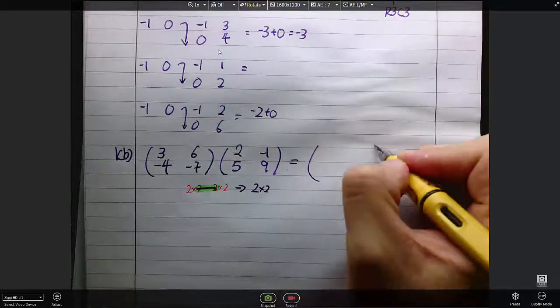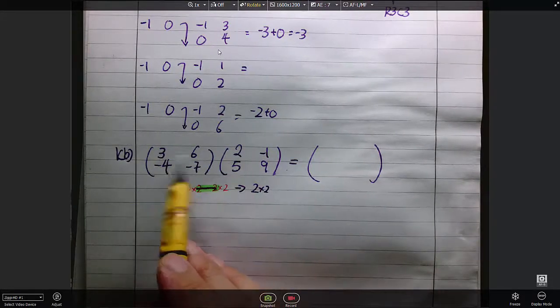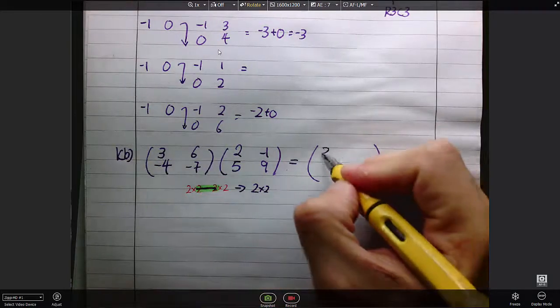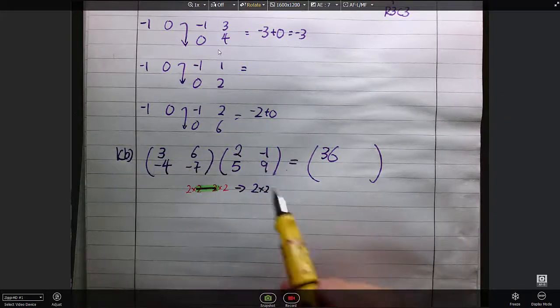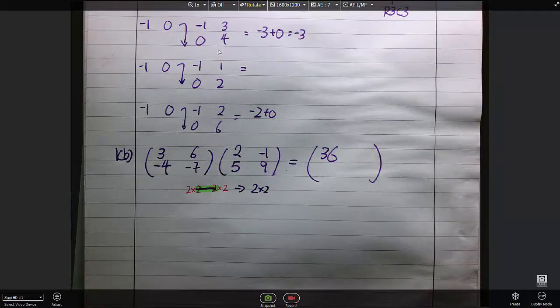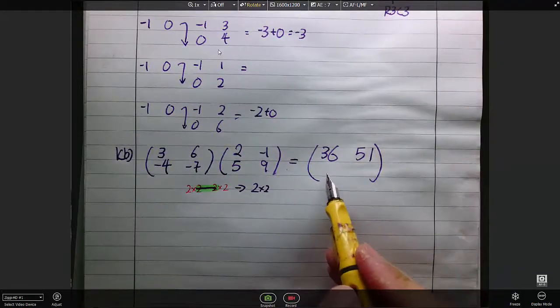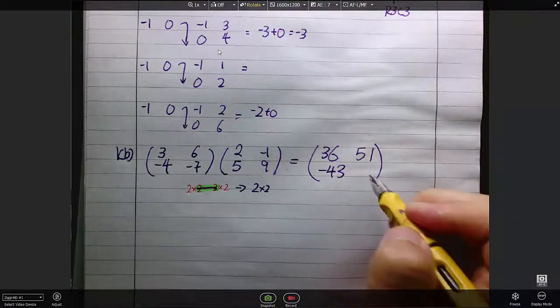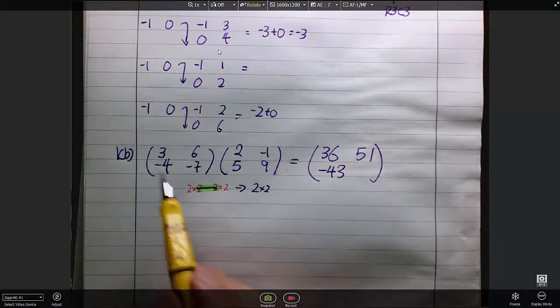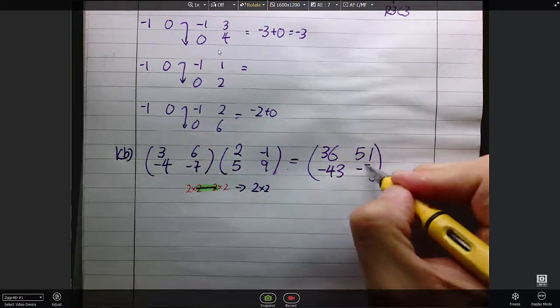So I prepare. Then 1, 2, 3, 4. Row 1, column 1 is 6, 3. Run and dive, 3, 6 will be 6 plus 30 is 36. Row 1, column 2, negative 3 plus 54 is 51. This one, row 2, column 1, negative 8 minus 35 is negative 43. And last one, row 2, column 2 is 4 minus 63 is negative 59.